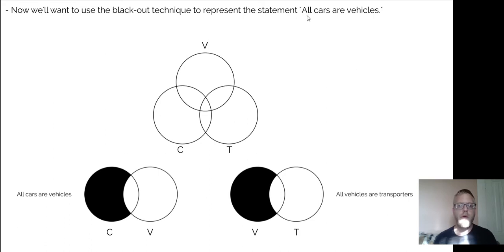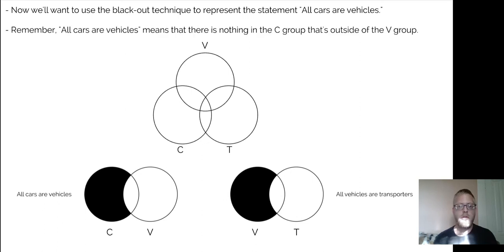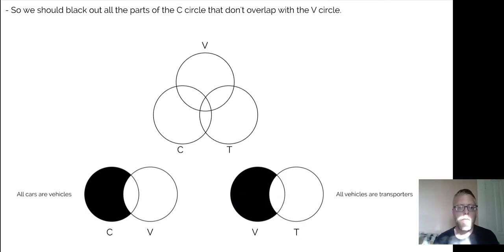So now we want to represent the statement all cars are vehicles, right? We want to represent this up here. You see how we've got the C circle and the V circle. So we just do the same thing, and we can just ignore the T circle. It doesn't matter. Just black out all the parts of the C circle that don't overlap with the V circle.